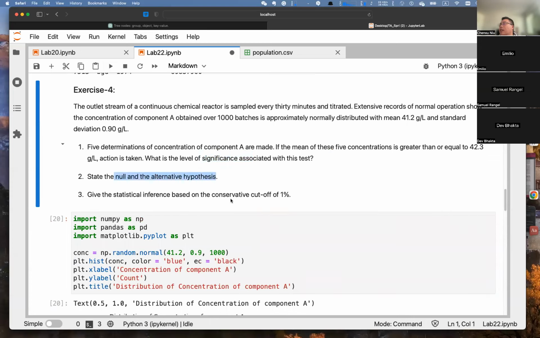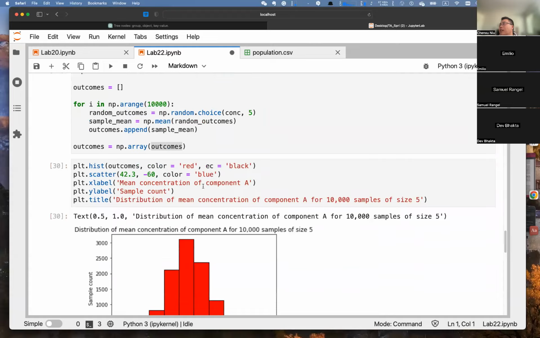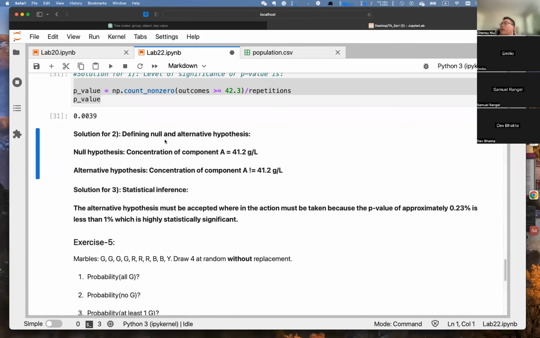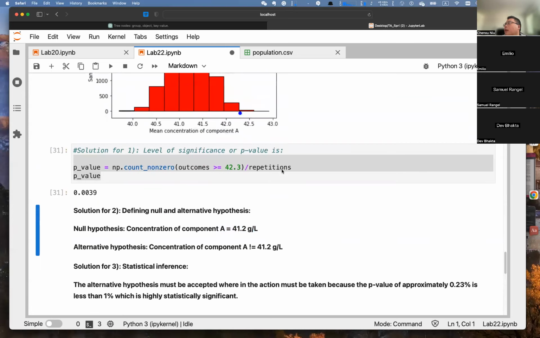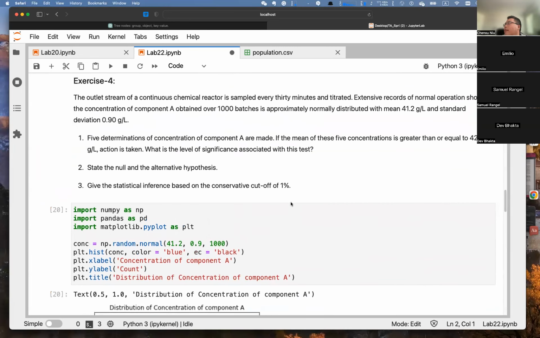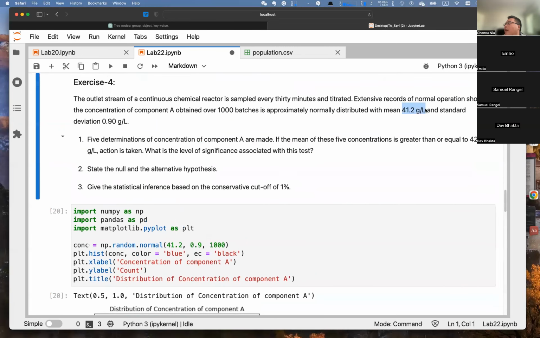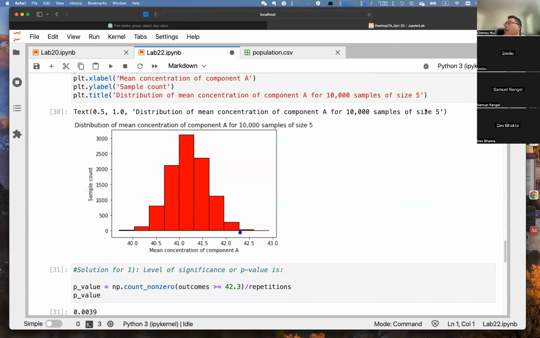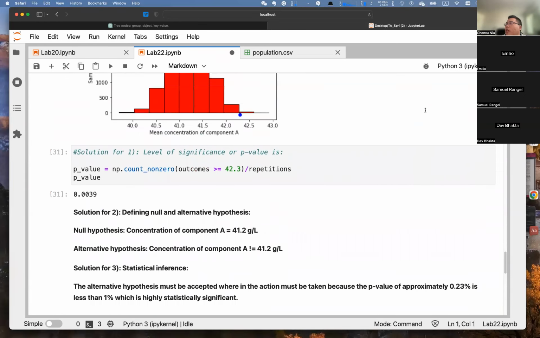And the second one, stating the null and alternative hypothesis, is the answer. So define the null and alternative hypothesis. Null hypothesis is A is the mean value, right? That's the null hypothesis. Alternative hypothesis is A is not 41.2. Because A is generated by this normal distribution, that's why here we care about the mean value. It's about the solution for the second one.